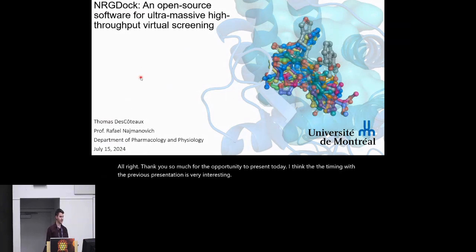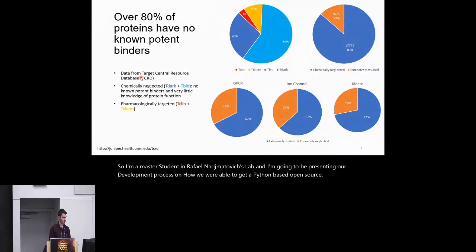So I'm a master's student in Rafael Nejmatovic's lab, and I'm going to be presenting our development process on how we were able to get a Python-based open source virtual screening software. So our starting problem is that around 80% of proteins have no known potent binders.